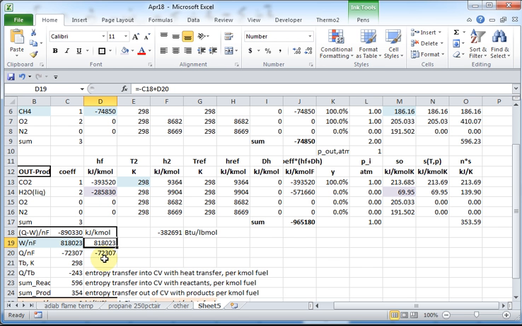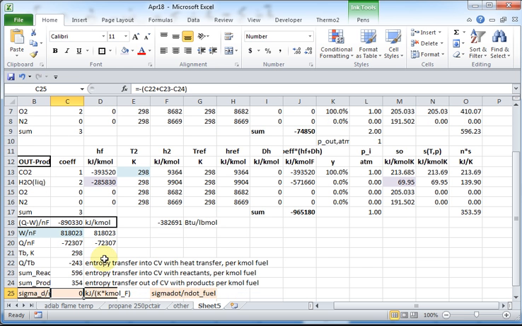So it's 818,023. All right. Now, what I had done earlier, though, was I had used a different technique, and I had calculated down here the term in the second law, Q dot over TB. So it's entropy transfer into the control volume with heat transfer per kilomole of fuel. You can see I explain it right there. The sum of the reactants right there. This is the sum of the products right there, just bringing it down.